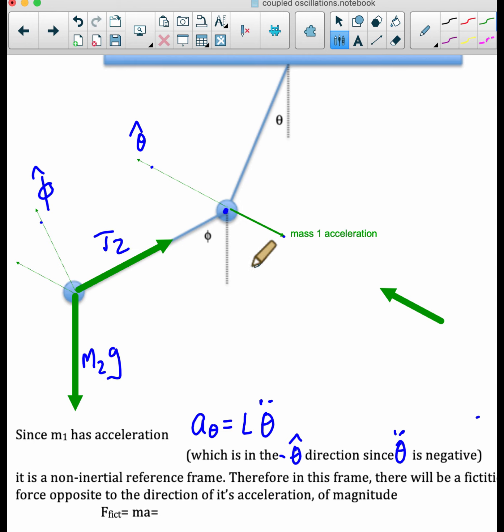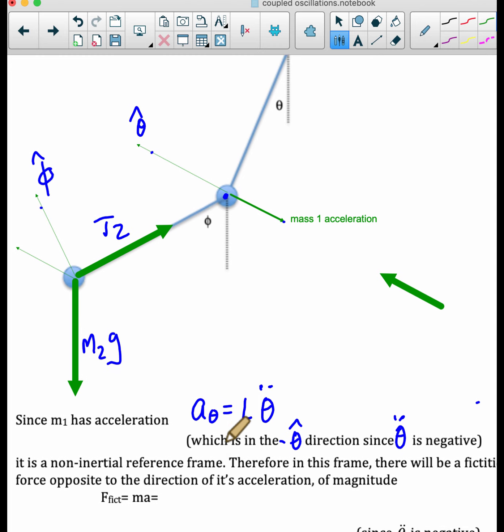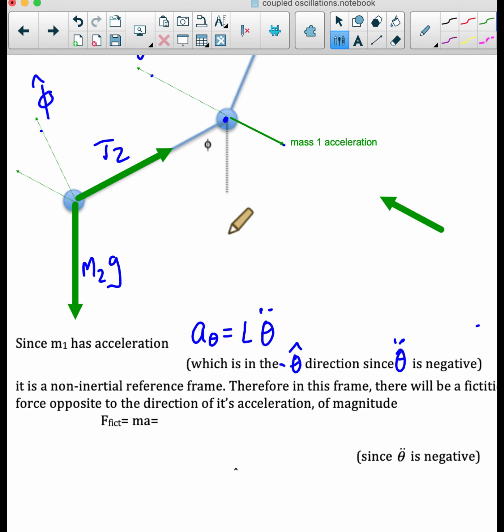All right, so the point is that the mass is accelerating, and that means, because it's accelerating, if we use that for our reference frame, then we will observe within that reference frame a fictitious force. And the fictitious force will be opposite to the direction that the reference frame is accelerating. So the reference frame acceleration is this way. That's the way m1 is accelerating. So there will be a fictitious force opposite to that.